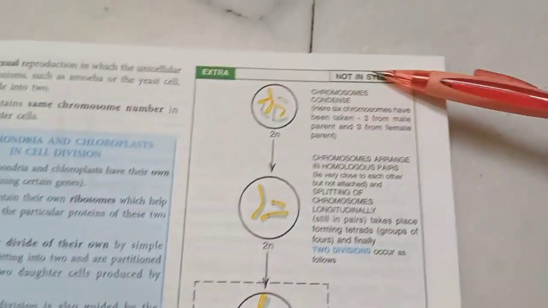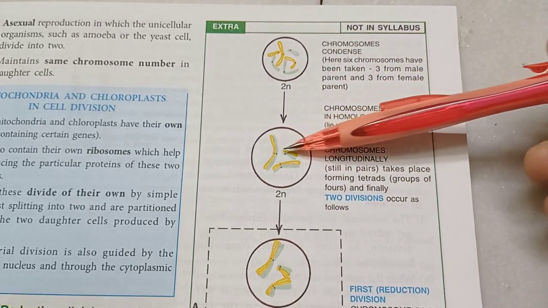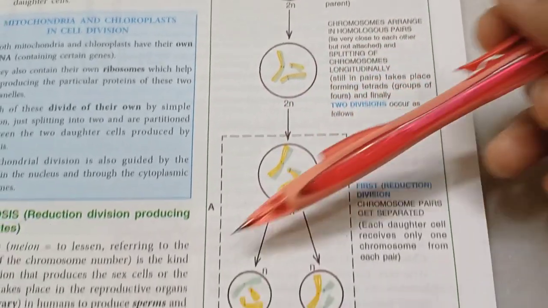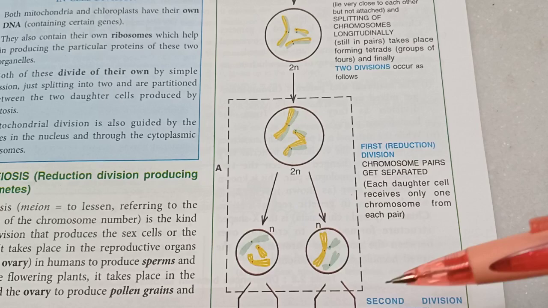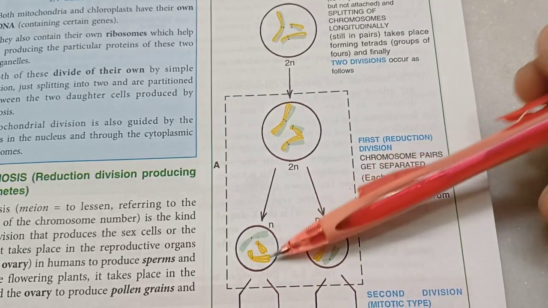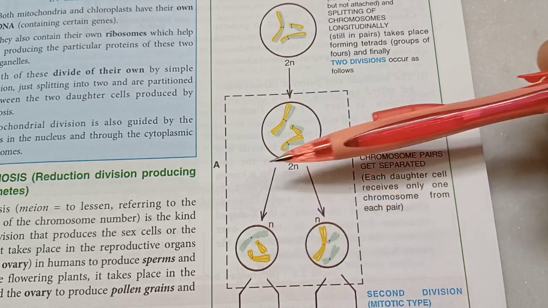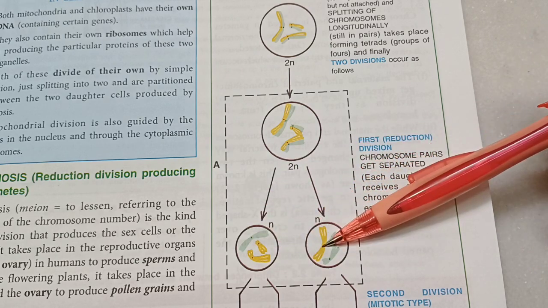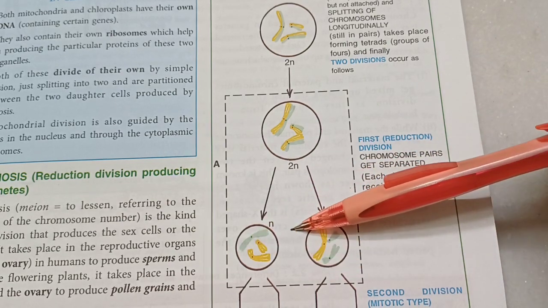Now this diagram is not in syllabus, but let's just understand it. So this parent cell has 3 pairs of chromosomes, 6 chromosomes. When it undergoes meiosis, each daughter cell will have only 3 chromosomes. But notice that unlike mitosis, the daughter cells are not identical. Here I can see 2 yellow chromosomes from the mother and 1 green originally from the father. But here we have 1 yellow and 2 green. So they are not identical, which has some significance I'll explain later.